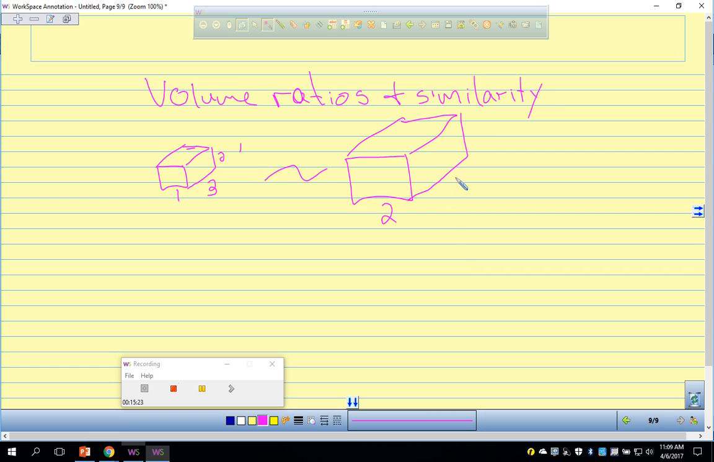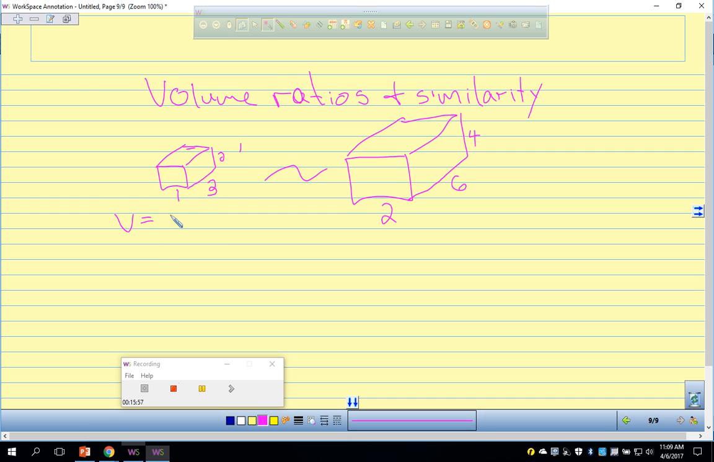What's that side going to be? Ian, take your headphones out. What's this side going to be? Twice as big. Come on. Go back to the middle school. What's this side going to be? 6. What's this side going to be? 4, right?